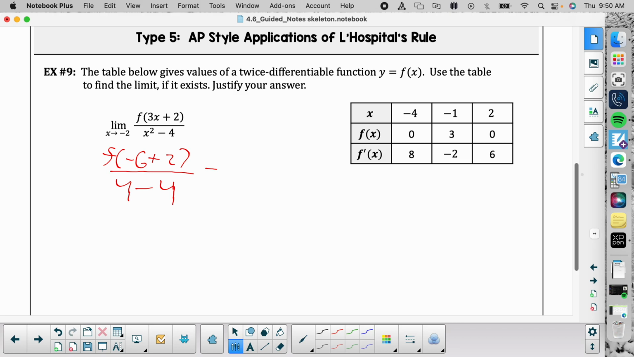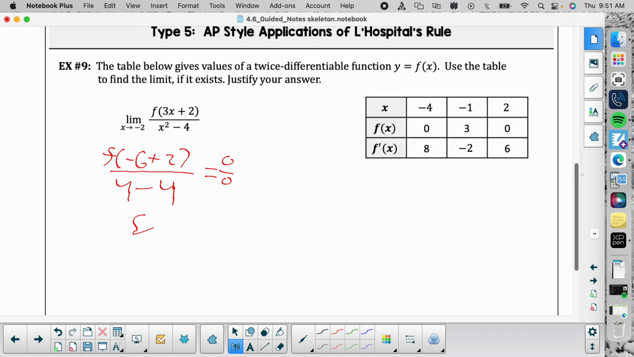It'd just be the f prime of -4, right? Ask them. He wants to know how to do the derivative of f of 3x plus 2. Wait, are you still answering f of -4? You're a step behind here. Come on. Okay, we got 0 over 0. Now we need to do the derivative.